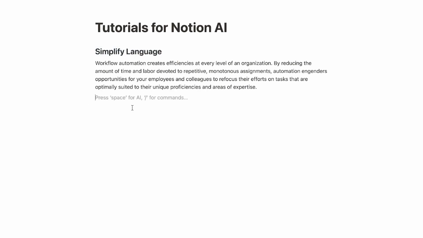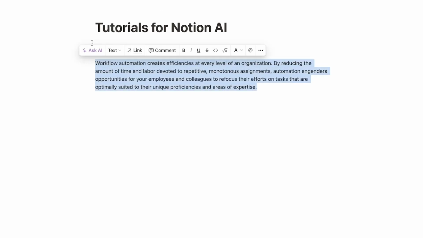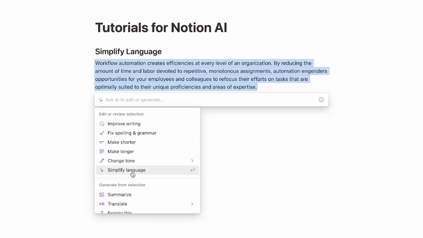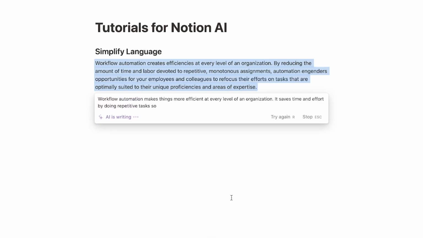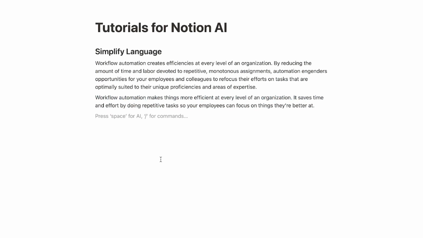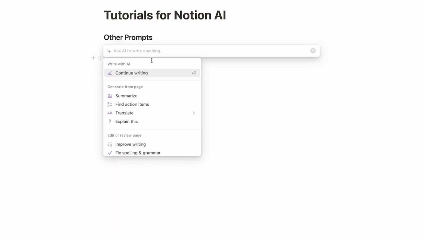Let's take a look at simplify language. So I'll highlight this paragraph about one of our favorite topics, workflow automation, and I am just going to simplify this language. Look at that. 4 lines into 2. Workflow automation makes things more efficient at every level of an organization. It saves time and effort by doing repetitive tasks so your employees can focus on things they're better at. Awesome. Insert this below.